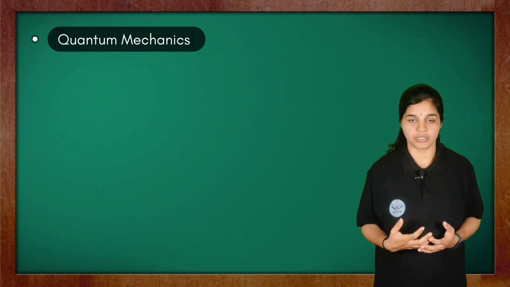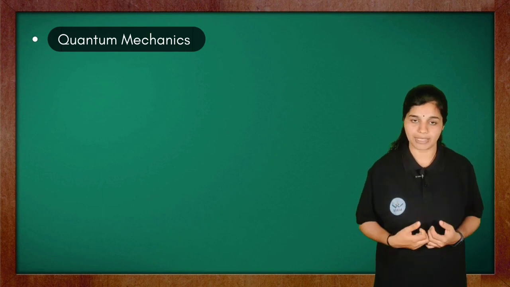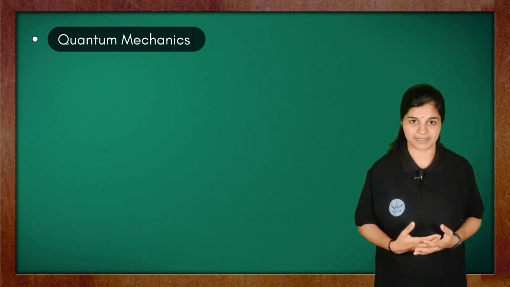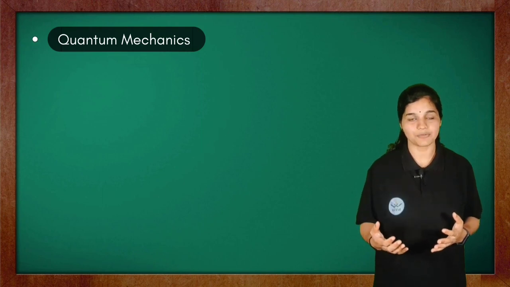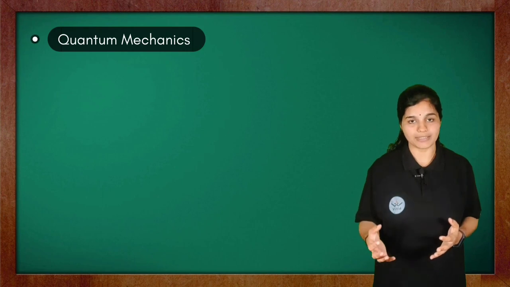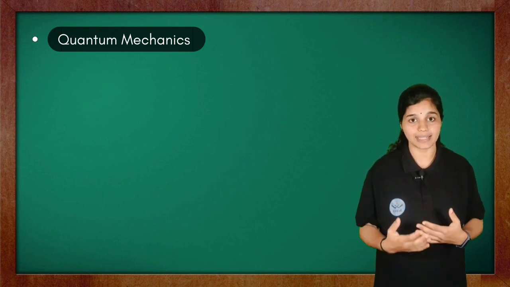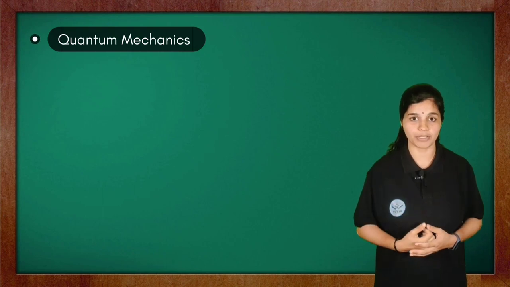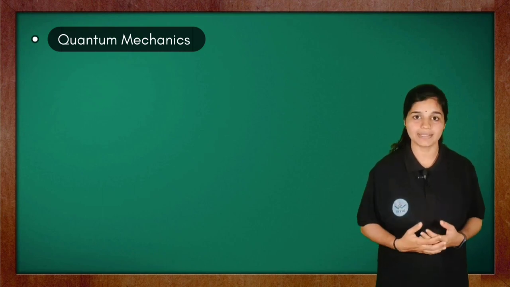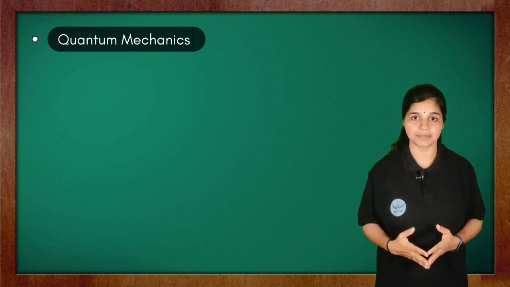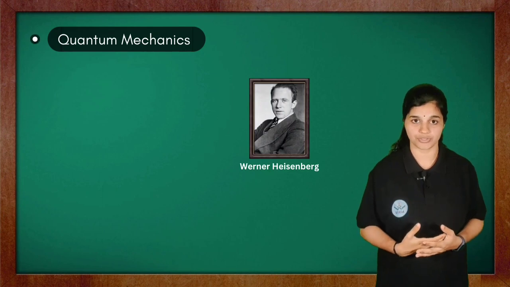Now we get a question. Can we apply quantum mechanics to macroscopic particles? Yes, of course, we can apply quantum mechanics. When quantum mechanics is applied to macroscopic objects, the results obtained are the same as that of the application of classical mechanics for macroscopic objects. Quantum mechanics was developed independently by Werner Heisenberg and Erwin Schrödinger.